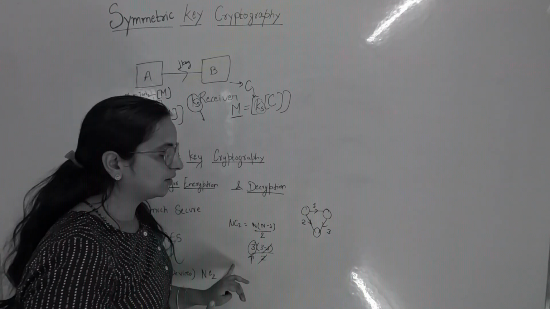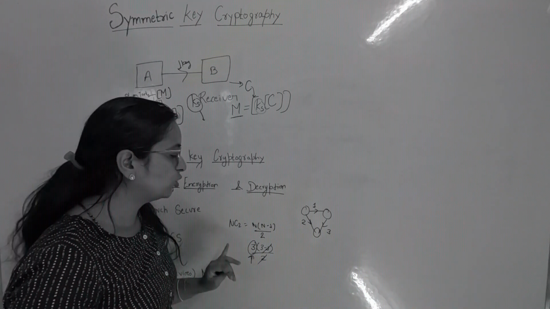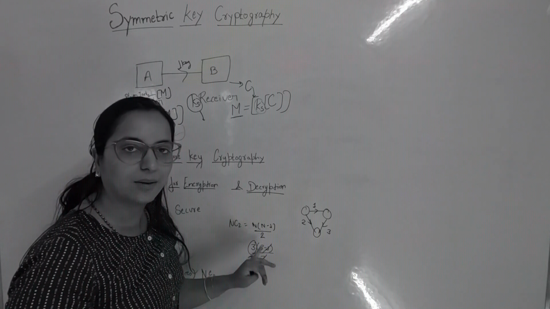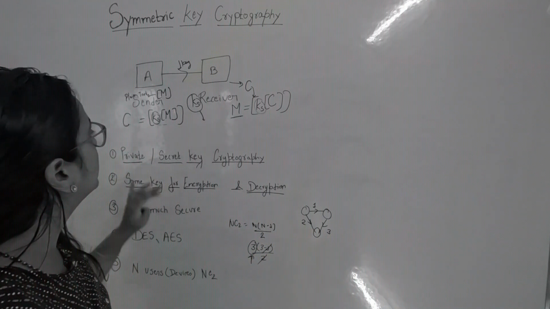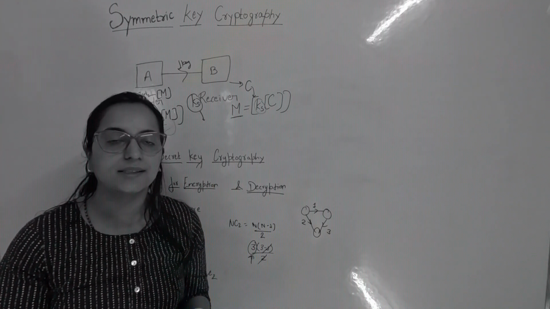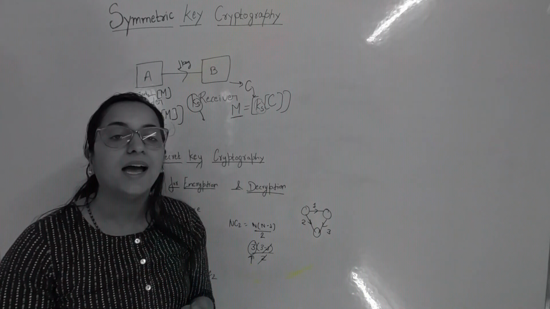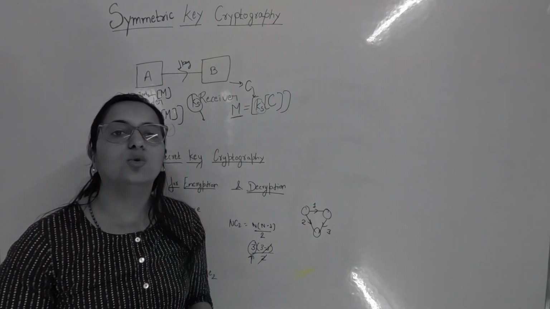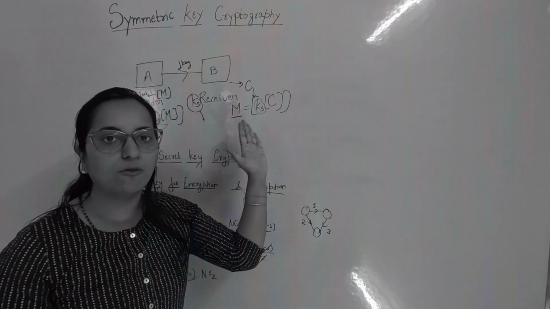The same applies if the question is how many keys you will use with 5 devices connected. You will use NC2, that is n into n minus 1 by 2, where n is the number of users. This is also asked many times. The main thing to remember here is that symmetric key cryptography is also called private or secret key cryptography, and in this cryptography we use only one key both for encryption and decryption of messages.